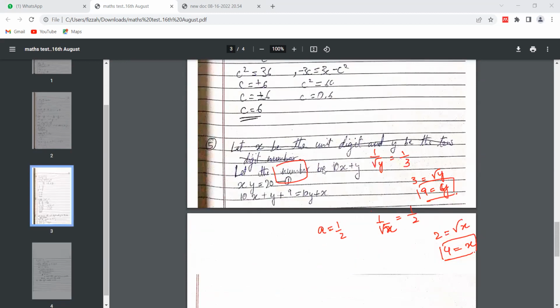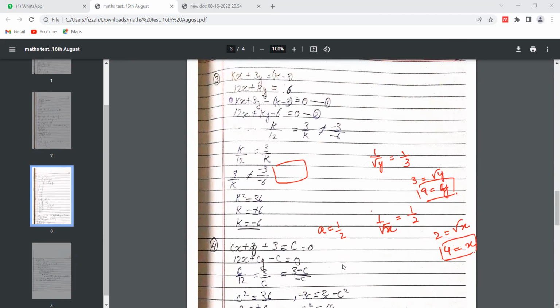Fifth one is also, okay, let me solve it for you. Yes, Hamna, now can you see here? Can you hear me? Yes, ma'am. Okay, Hamna, I have opened your copy.